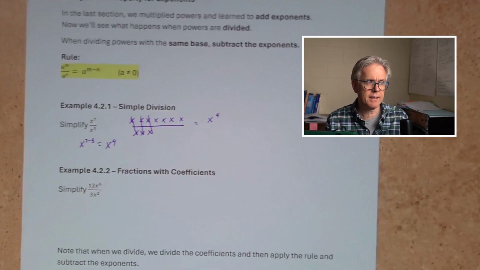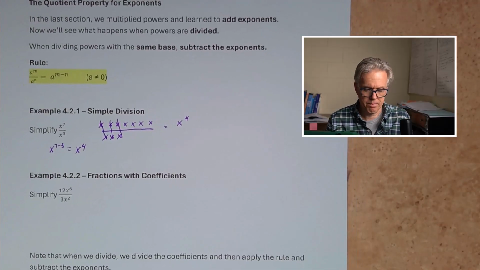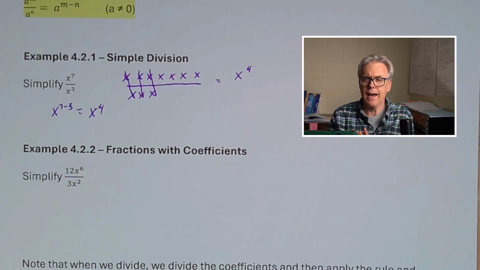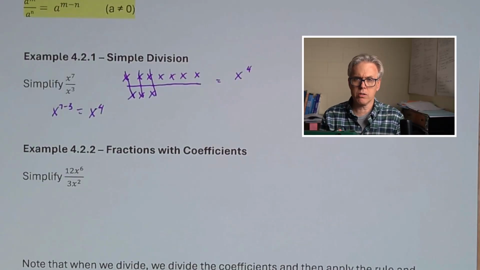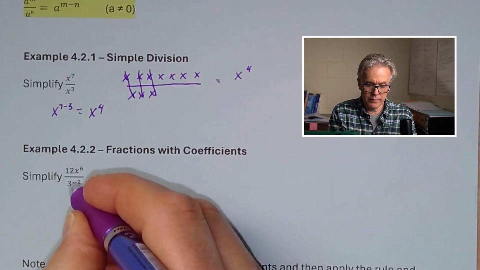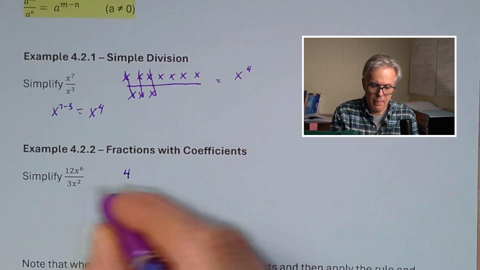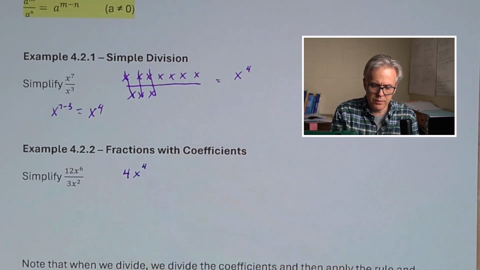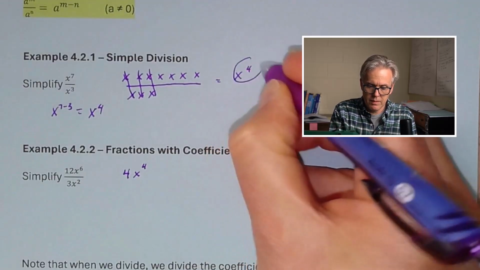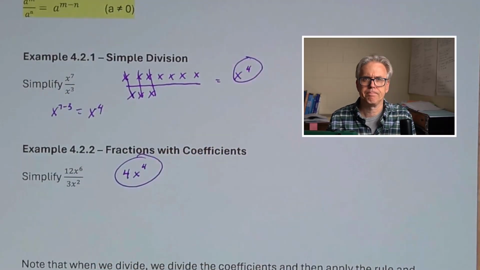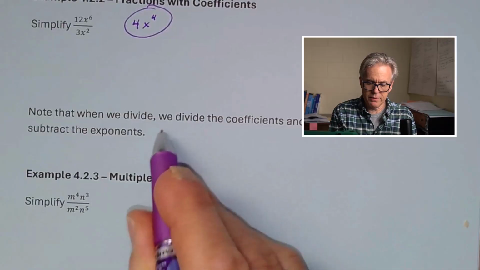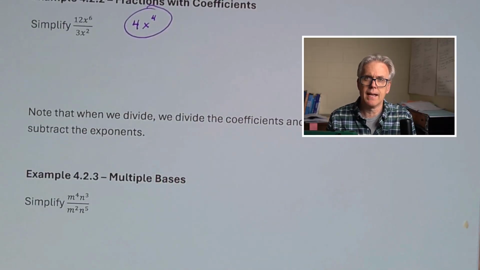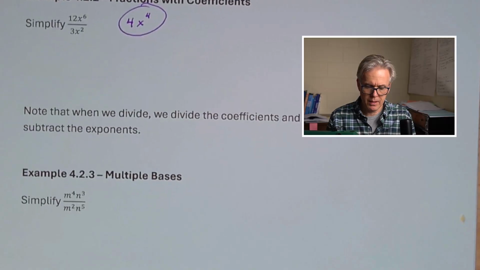So try this next example. This one is slightly different because we have coefficients here. No worries. I will typically go ahead and work on those first. So I'll go ahead and divide. 12 divided by 3, I'll get a 4. And then I've got an x, and I do 6 minus 2, so x to the 4th. Circle my answers here. And again, note we divide the coefficients, then apply the rules and subtract the exponents.